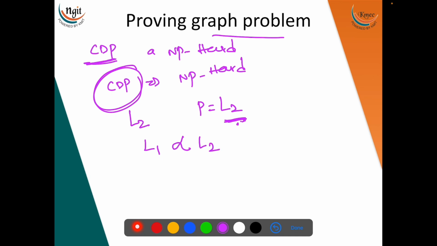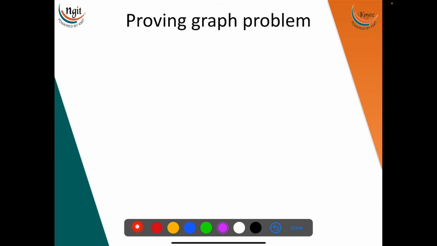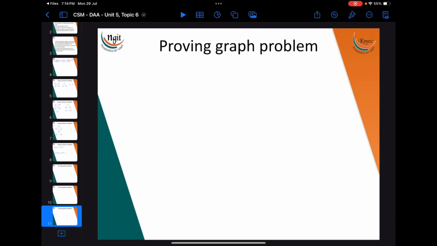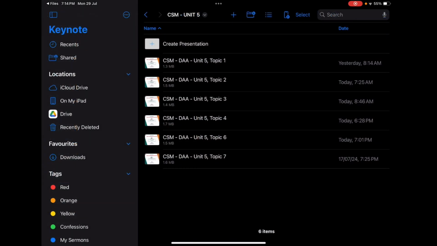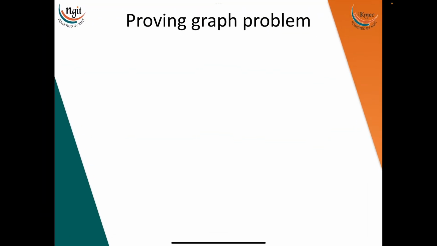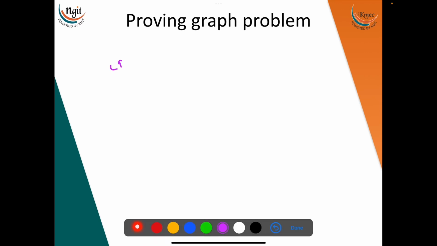That is, we'll take some instance I1 of L1 and some instance I2 of L2. Now we will be solving L1 with this instance in polynomial time. If it is also possible to solve this instance of L2 in polynomial time, then we say that L2 is NP-hard, given that satisfiability is known to be NP-hard. We take this to prove the clique decision problem is NP-hard.